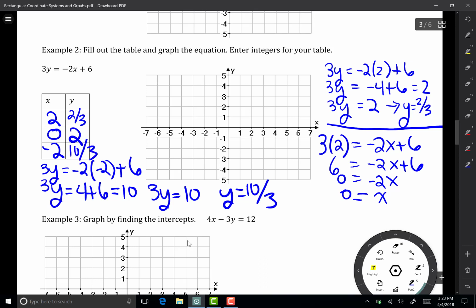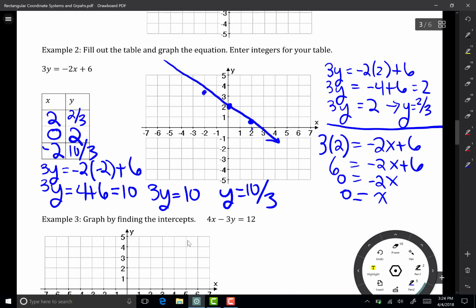Now when I plot all these points, I'm going to plot the point (2, 2/3). So I come over here to 2. 2/3 isn't quite 1. It's about right here. Then I'm going to plot the point (0, 2). That's right here. And then I'm going to plot the point (negative 2, 10/3). Now 10/3 is approximately 3.3. So I'm going to come over to negative 2 and come up a little bit past 3.